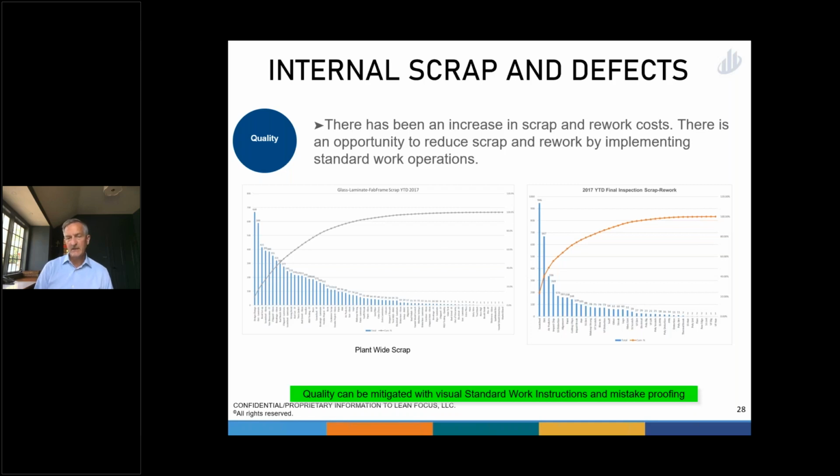So we target an area of the plant, or several areas, where we want to go in and create that standardized work, the visual documentation, as well as working with the people that are doing the work to understand what's the best way to do it, what they struggle with, and how we can improve that process.